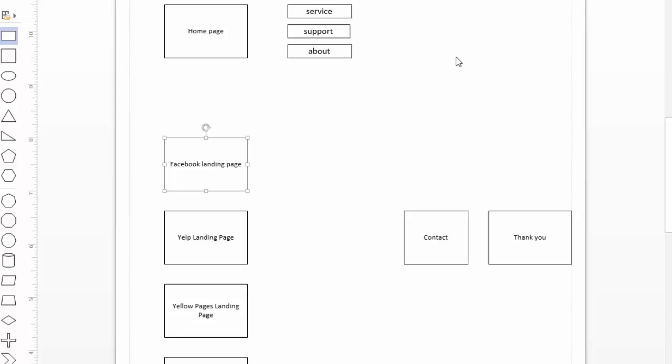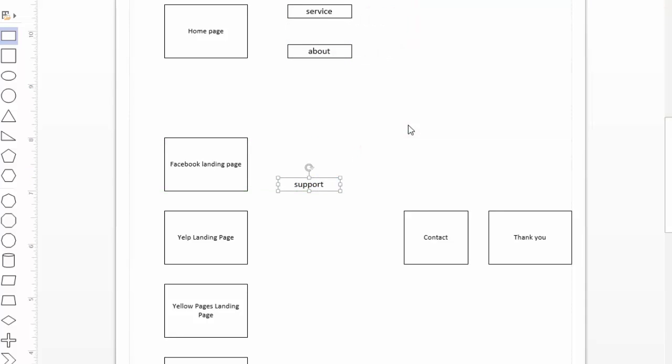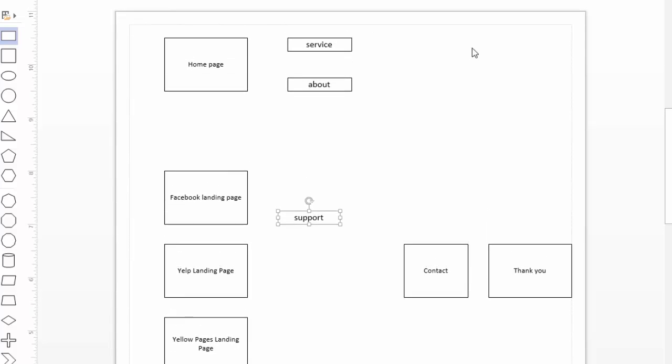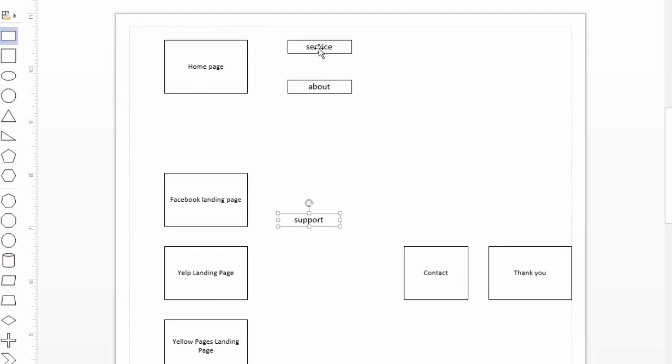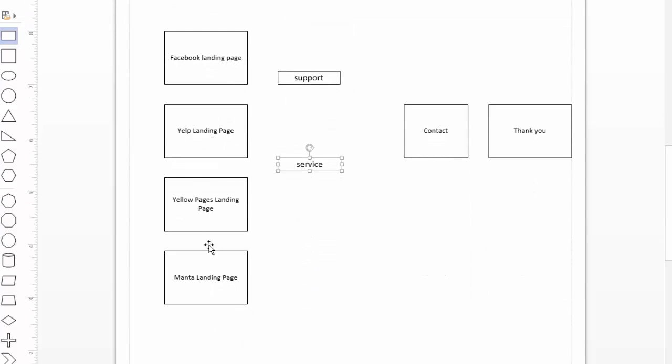Well, people finding you on Facebook probably have an existing association with you. So maybe they're calling or trying to contact you for support over some service that you have provided for them before, or they're already members of your organization, and so they're likely to be looking at support. Whereas people who are coming from, say, a Yelp landing page or the Yellow Pages, these are people that don't know you yet. They're just learning about you, and they're maybe more likely to need service.